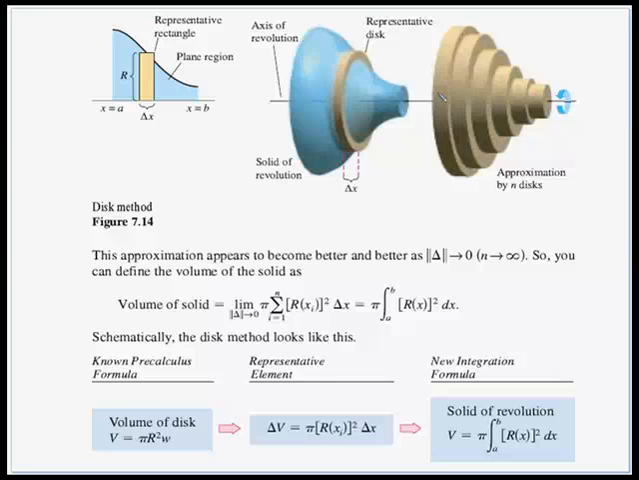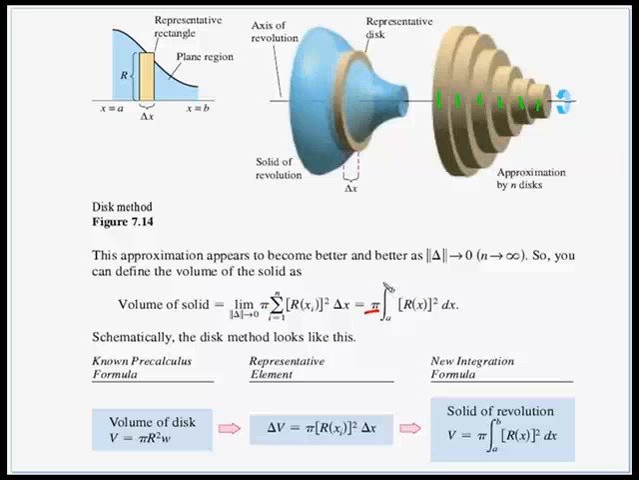So here we have an approximation with 1, 2, 3, 4, 5, 6 disks, and of course we're going to cut those into thinner and thinner slices. The more disks we have, the better our estimation. We can slice them so thin they become infinitely thin. So this approximation appears to become better as our norm approaches 0, or as n approaches infinity, as the number of disks becomes infinite. So we can define the volume of the solid as, here's our summation notation, and we translate this into our calculus notation. The pi stays out front.